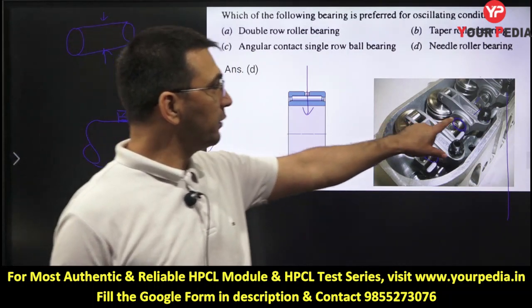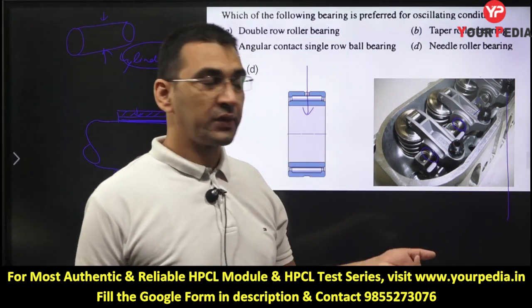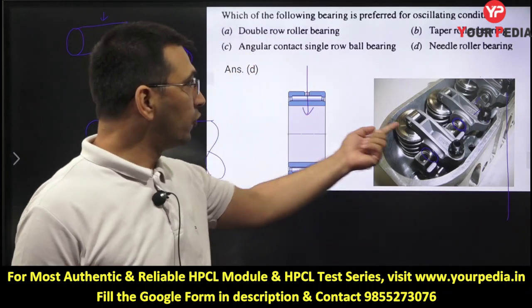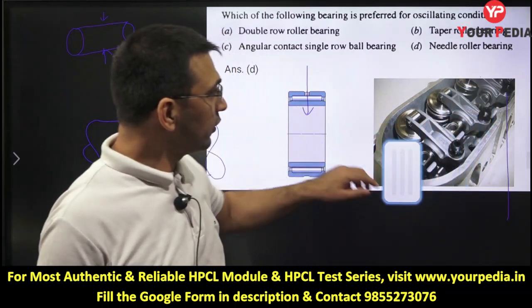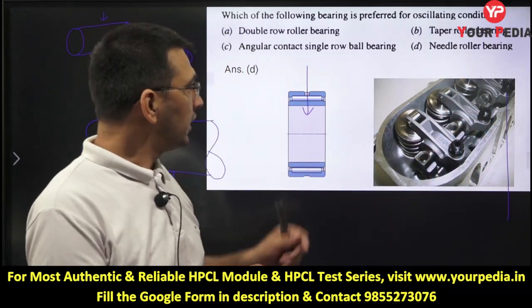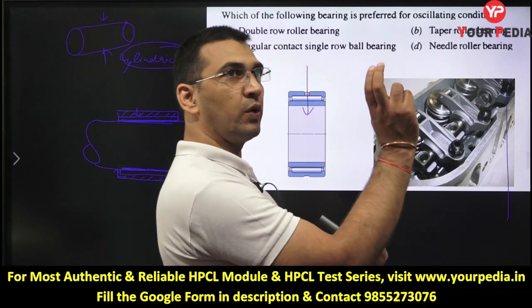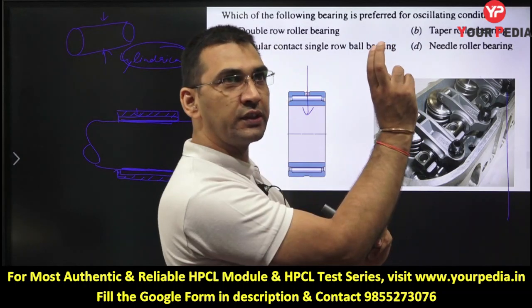Now this bearing basically space is less, right? And over here you will go for the needle roller bearings. At the same time, in this case, needle roller bearings you don't need to like. See, in one motion, what is happening is, in one way, it is going this way, and in the return motion, it is coming this way.